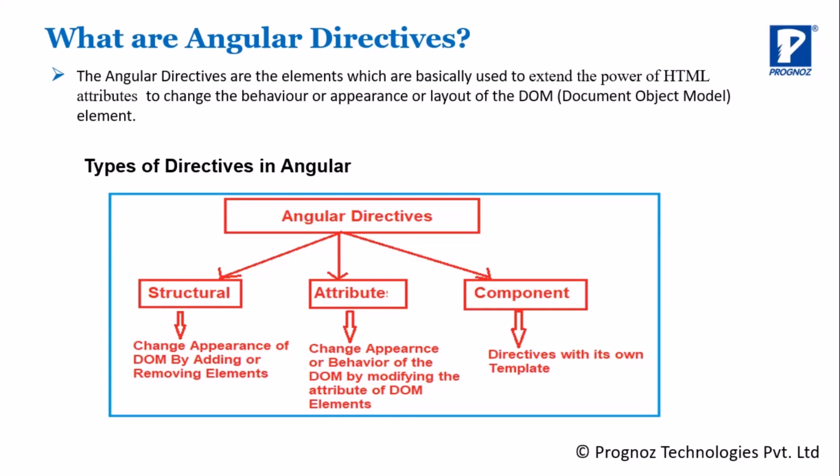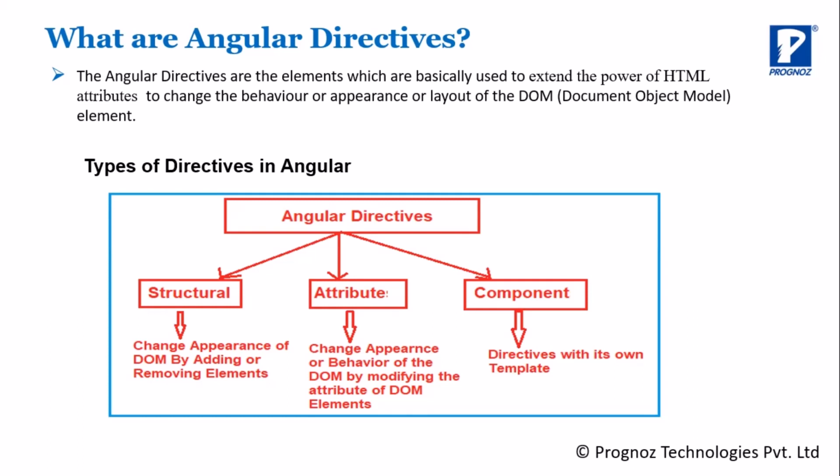Types of directives. Structural directive, why are we using it? To change the appearance of the DOM, meaning elements. We can add an element or we can remove an element. For that purpose we are using the structural directive. Attribute directive changes the appearance or behavior of the DOM by modifying the attributes of the DOM element. तो हर एक element के साथ कुछ ना कुछ attribute रहता है. And if you want some certain behavior, layout change or appearance change in your DOM element, then we use the attribute directive.